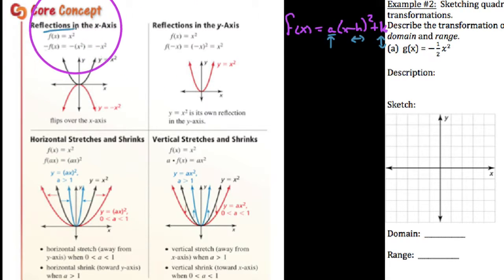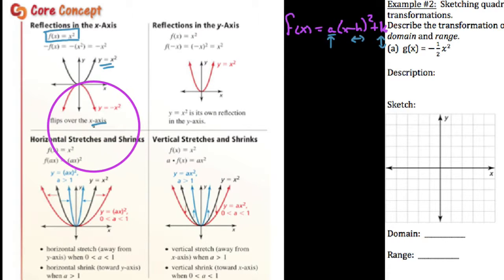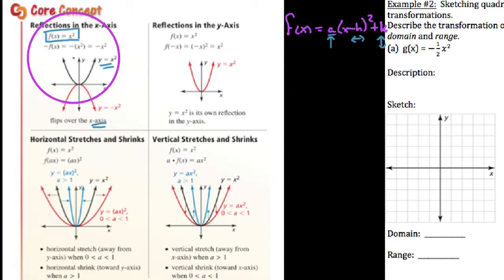Recall that given some parent function, f of x is equal to x squared, if you were to take some graph here, which is our parent function, and make all of its y values have the opposite value of what they currently have, you're going to cause it to flip over the x-axis, or cause an x-axis reflection. So essentially, by taking this f of x and making all of its y values negative, because f of x means the same thing as y, you're going to cause an x-axis reflection.